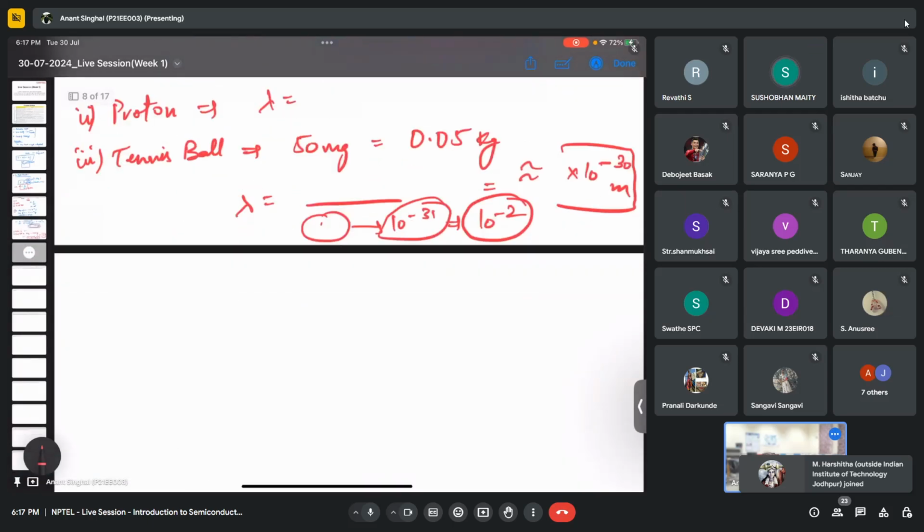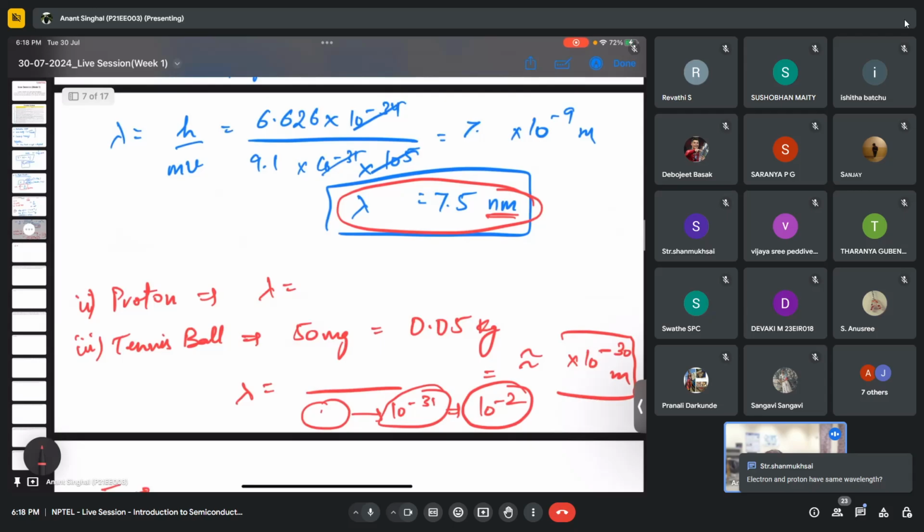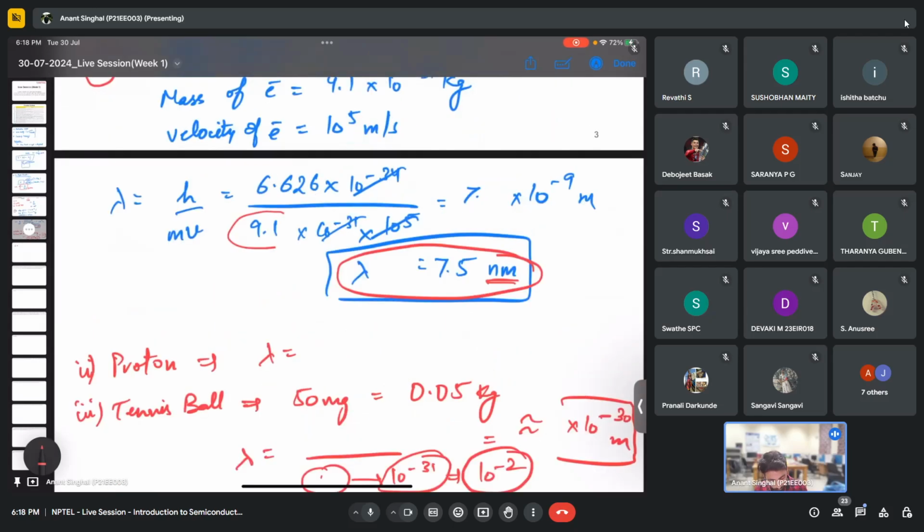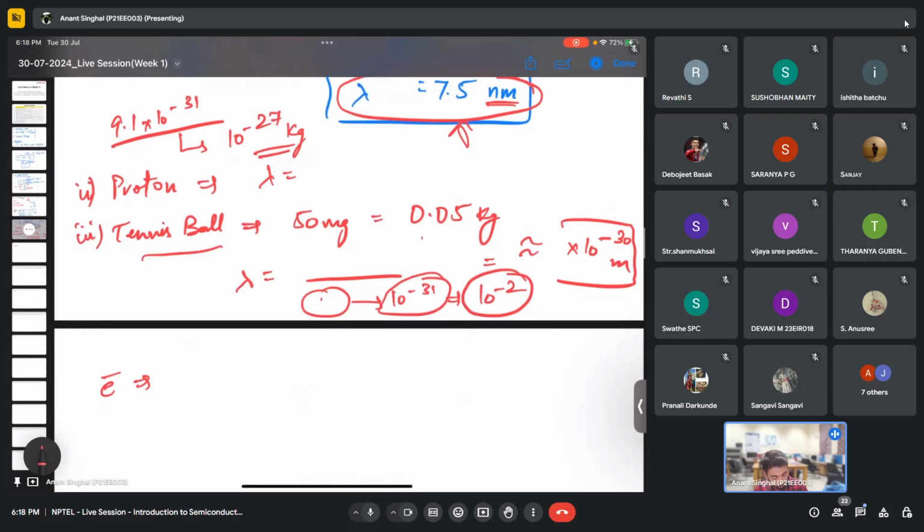No, the electron and proton will not have the same wavelength. The effective mass of the proton will be higher. For an electron we have 10 raised to power minus 31, then for a proton it will be a bit higher, in the order of 10 raised to power minus 27 kg. So we will have a smaller wavelength for the proton, but an even smaller wavelength for a tennis ball, because we have a very high mass as compared to atomic particles such as electron and proton.